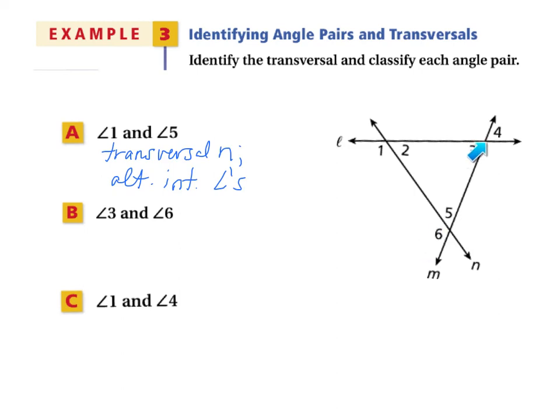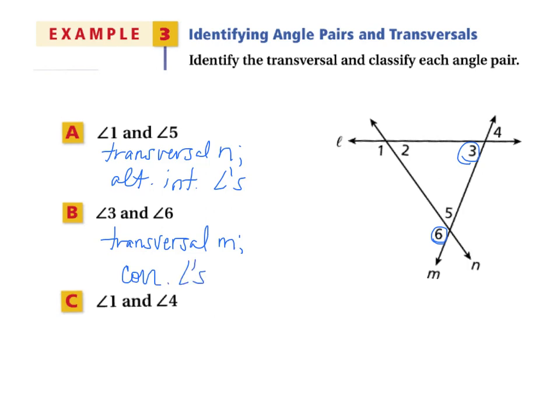So what about angle 3 and angle 6? Here's the vertex of angle 3, here's the vertex of angle 6. Connecting them is transversal M. What angles are formed between angle 3 and angle 6? It would be corresponding angles.